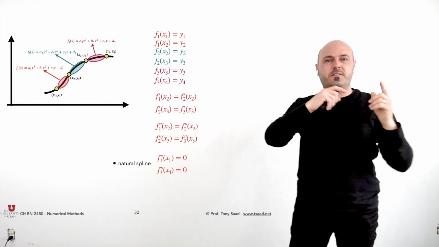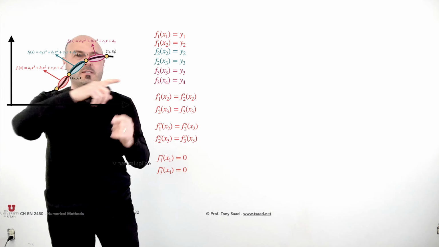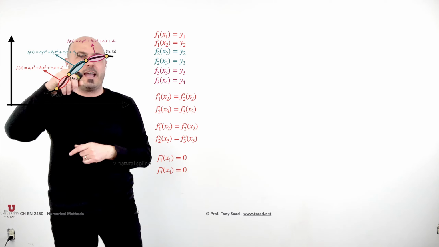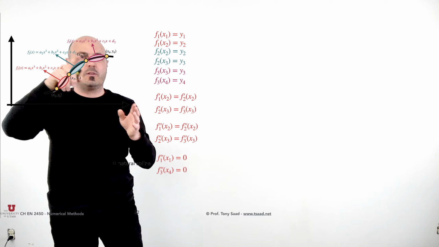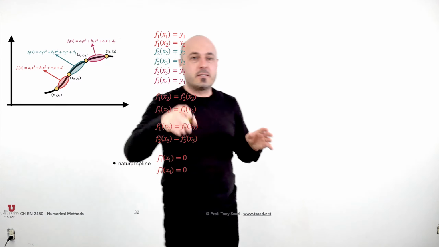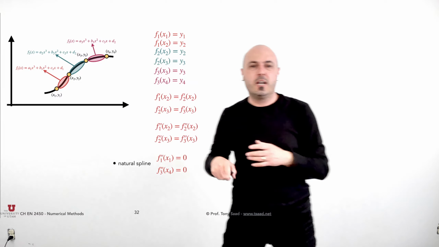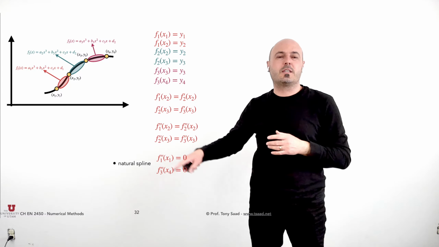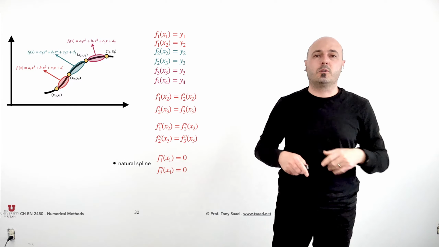And then the derivatives at the interior points, x2, y2, and then x3, y3 over here. Those derivatives should match between the green, the red and the pink. Then the same thing for the second derivatives. And finally, the second derivatives at the endpoints also need to be specified. We specify them as 0.